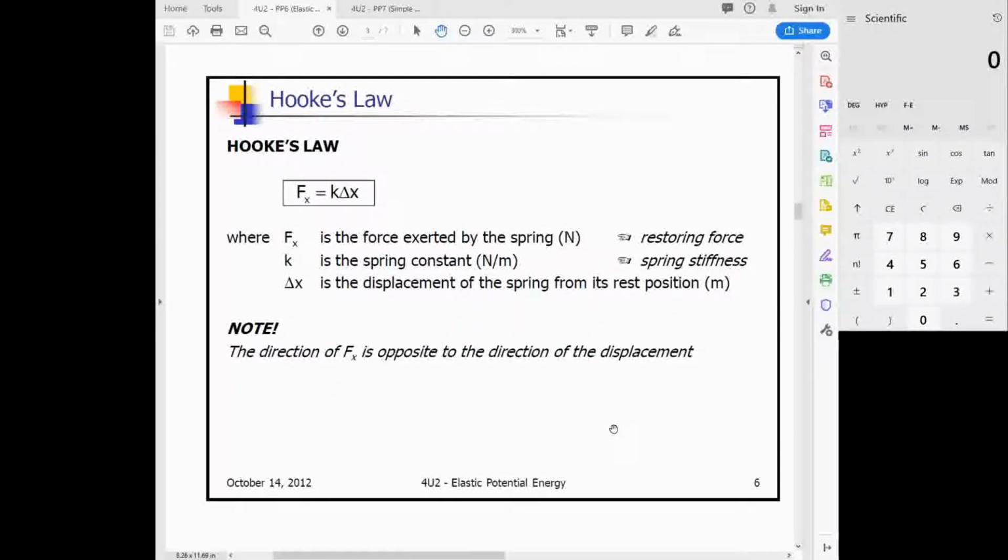So copy this slide down. Hooke's law: Fx, or Fs, depending on which convention you're using, is the force exerted by the spring. k is the spring constant. It's measured in newtons per meter. And delta x is the displacement of the spring from its rest position. Now, the higher the k value, the more stiff the spring. That would be the more difficult it is to stretch or compress. Another thing to note is that Fx is a restorative force, so it's always pushing in the opposite direction of the displacement.